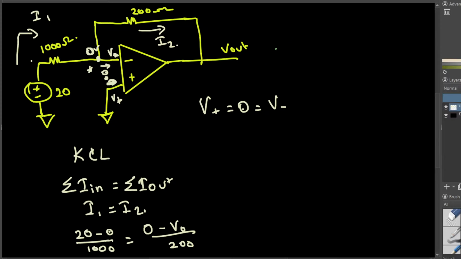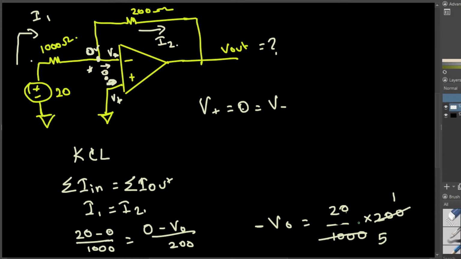Here we just want to find out what V out is. So we rearrange this equation and find the final value. That's going to be 20 over 1000 multiplied by 200, and this is still negative VO. We keep this as it is: 20, and this one is going to be 1 over 5, and then 20 divided by 5 is equal to 4. So negative VO is equal to 4, therefore VO is equal to negative 4. So the voltage right here is negative 4 volts.